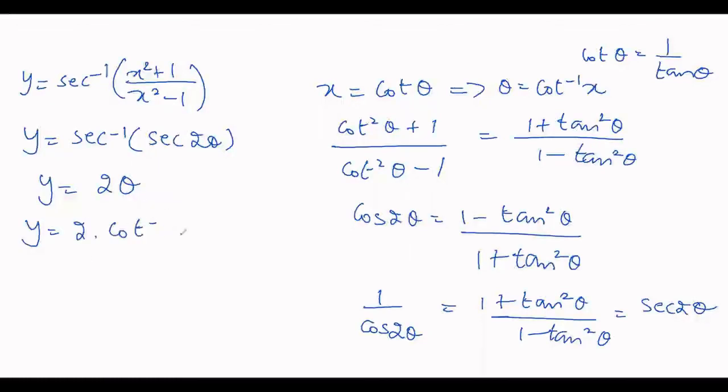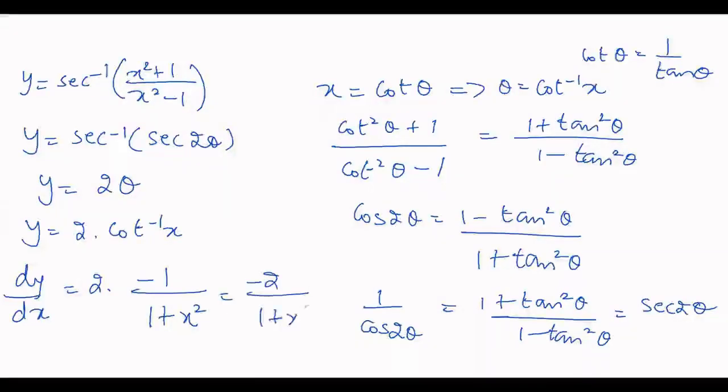So therefore differentiating, dy by dx is equal to 2 times the differential of cot inverse x, which is minus 1 by 1 plus x squared, which is minus 2 by 1 plus x squared. Okay, so now let me clear this. Next question is y is equal to cot inverse of 1 minus x by 1 plus x. So here I'm going to use a substitution, x is equal to tan theta.